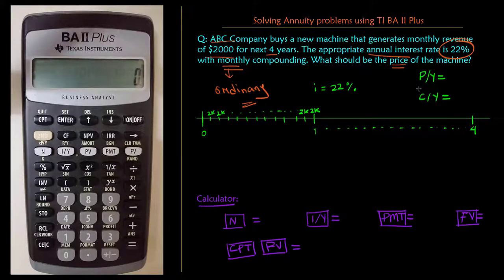Then you also need to know what the P/Y and C/Y of this project are. P/Y stands for the payments per year and C/Y stands for the number of compounding periods per year. In our case, P/Y is 12 because you will receive 12 monthly payments each year. And C/Y is also 12 because it is monthly compounding.